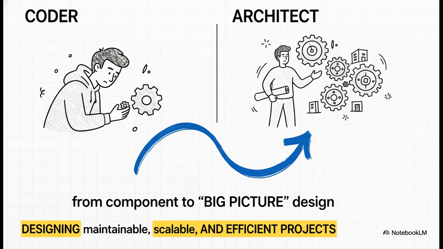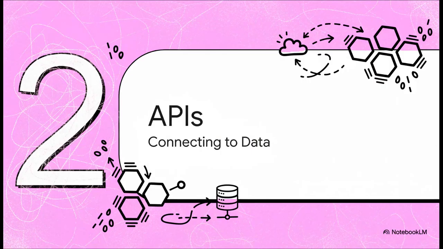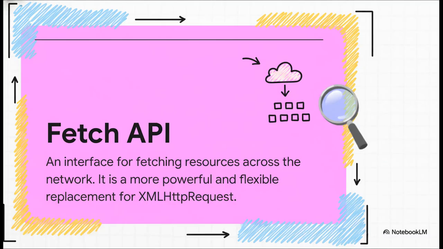We're going from being a coder, focused on one little component, to being an architect, someone who designs projects that are maintainable, scalable, and really, really efficient. Okay, first things first. Pretty much every modern app needs to connect to data, right? And the way it gets that information from the outside world is through APIs. The Fetch API. This is your gateway to the internet.